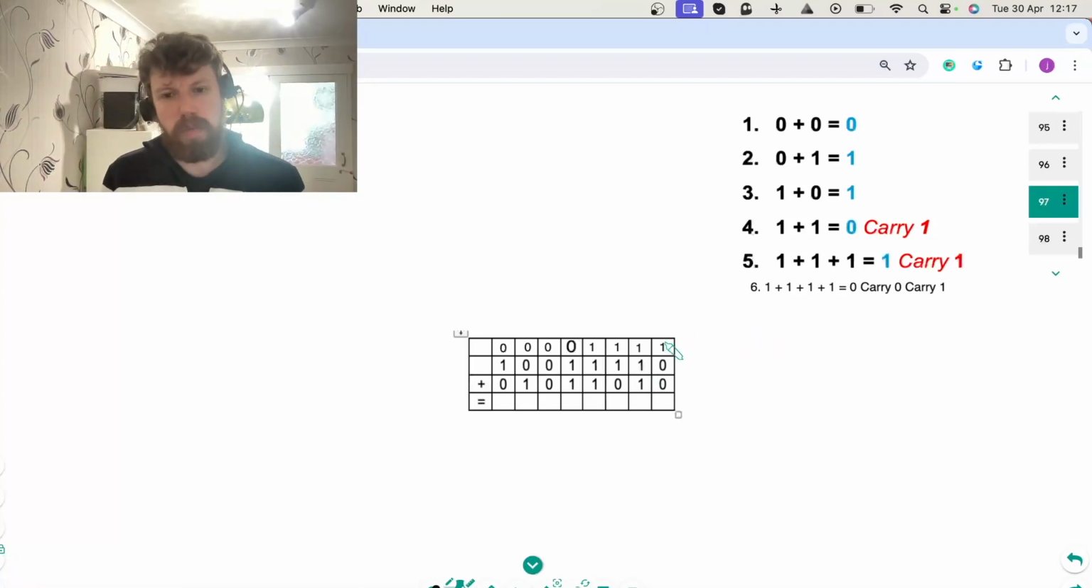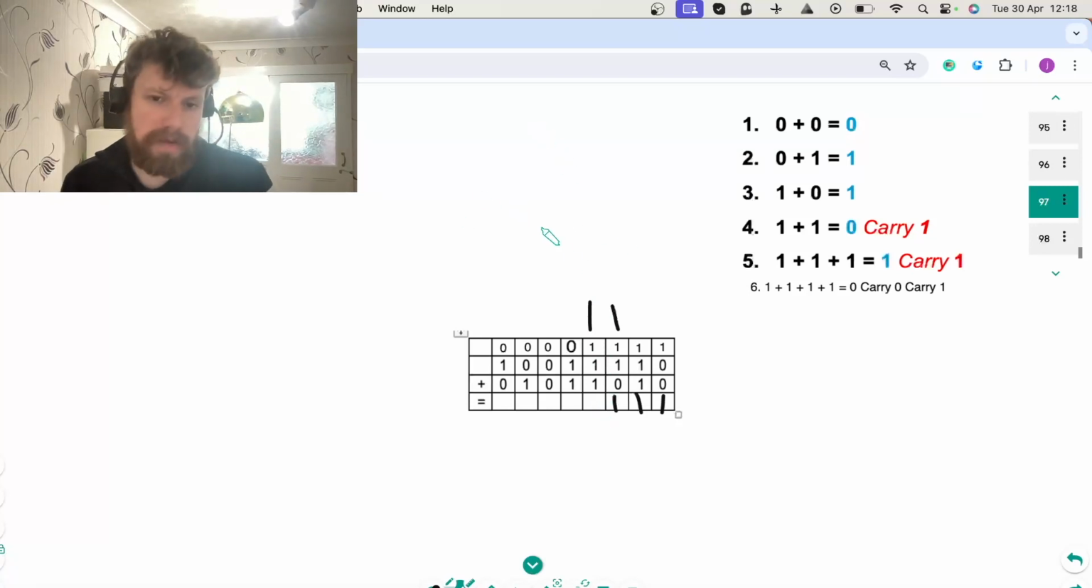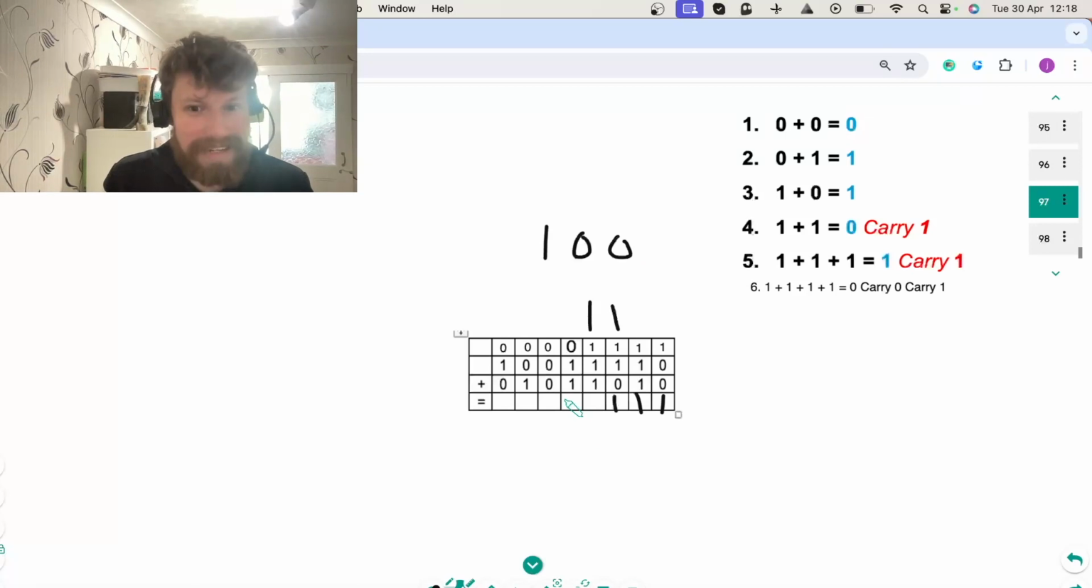Starting from right to left, we go 1 plus 0 is 1. 1 plus 1 plus 1, rule 5. 1, carry the 1. 1 plus 1 plus 1 is, again, rule 5. 1, carry the 1. Now, we have rule 6. So if we think about that, 4 ones together is going to be 1, 0, 0. That is because this is 4 in binary, because 1, 2, 4. So that's just 4 in binary. So we have to put this into here.